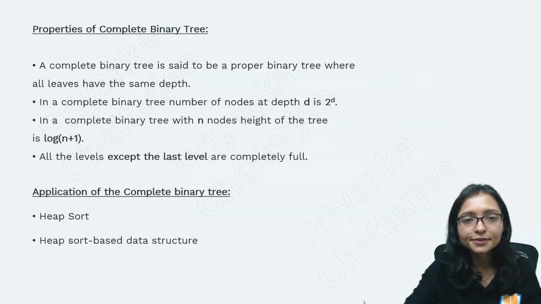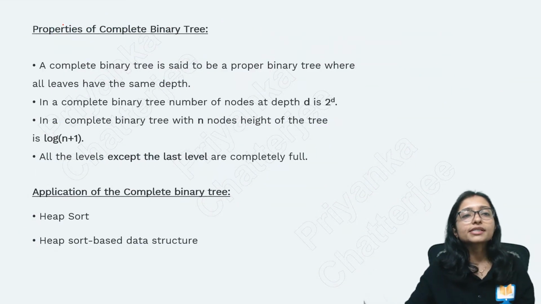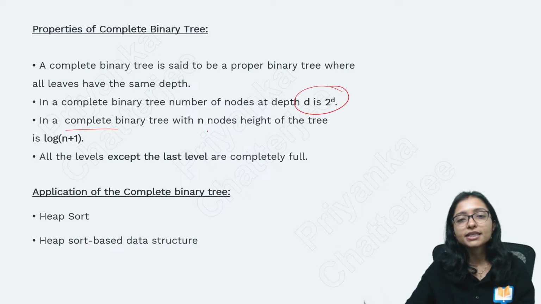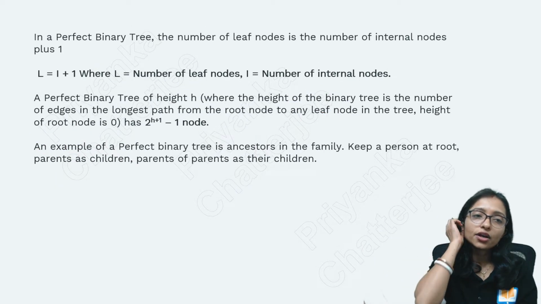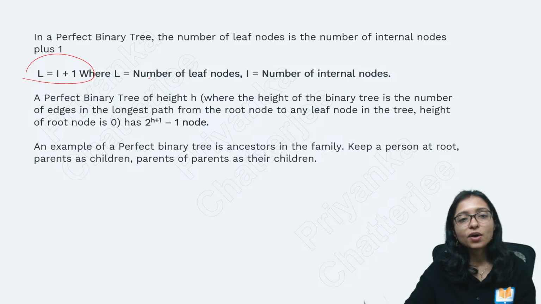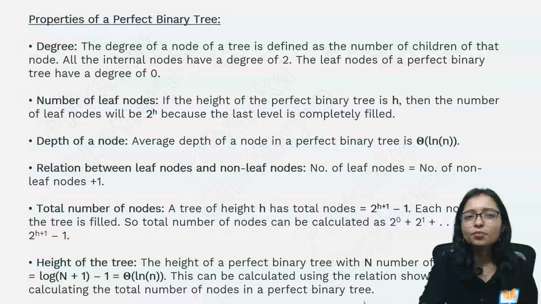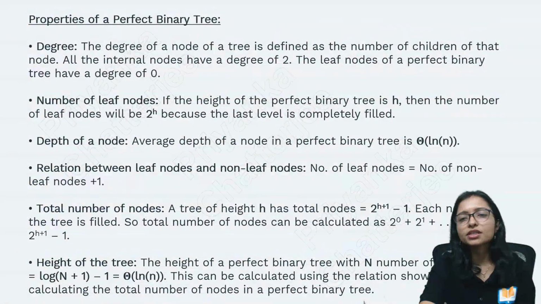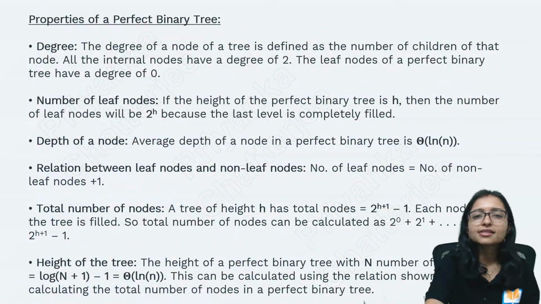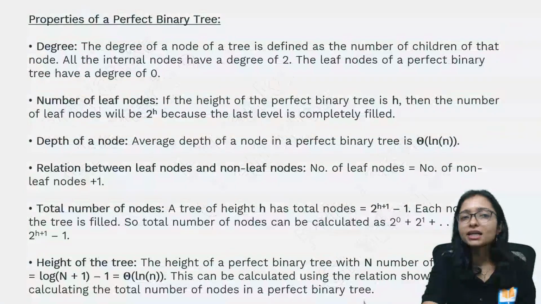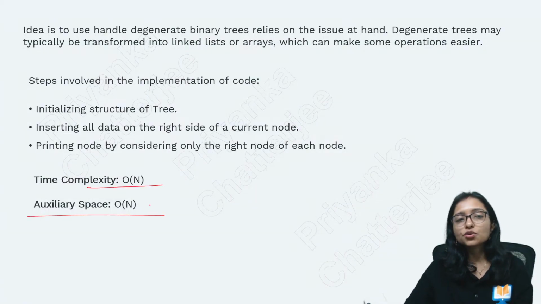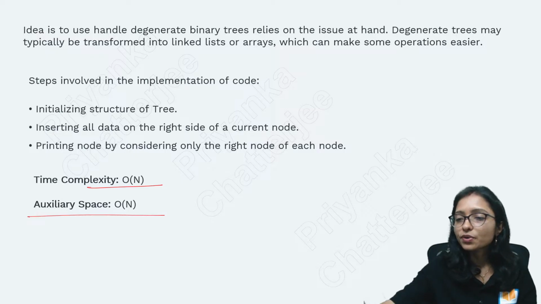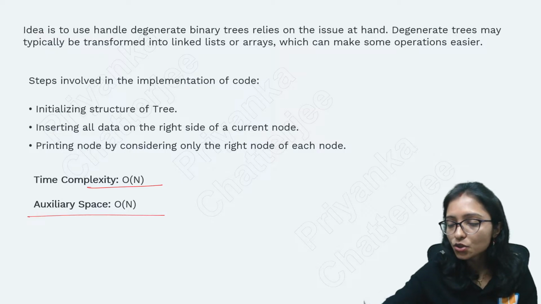Okay, got it? Here also some properties, as you can see: for depth d, it will be 2 to the power d, and for a complete tree with n nodes, it will be log n plus 1. Here also you can see this one, this formula. These are some important formulas, and for the perfect binary tree some formulas are there. Although maximum questions are coming from the complete binary tree. And the time complexities are also very important.